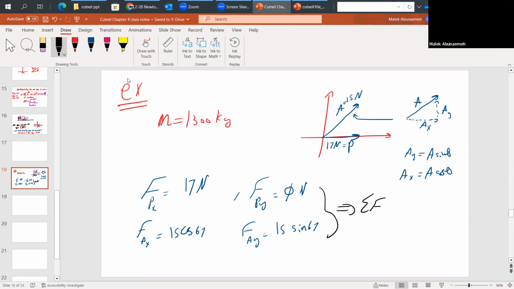From these two, your summation in the x direction is going to equal 23 newtons. The summation in the y direction should equal 14 newtons.